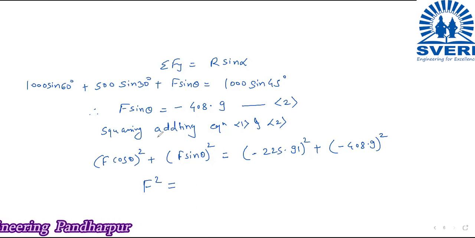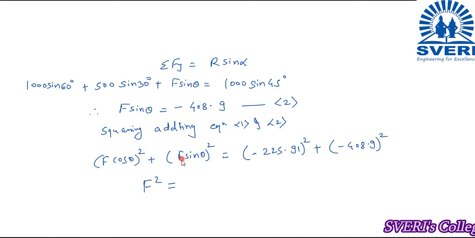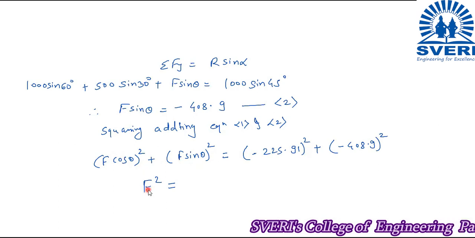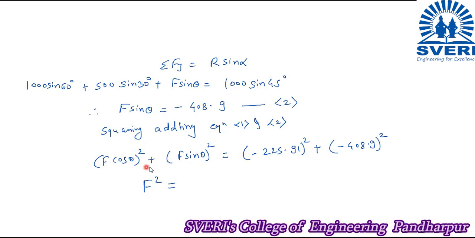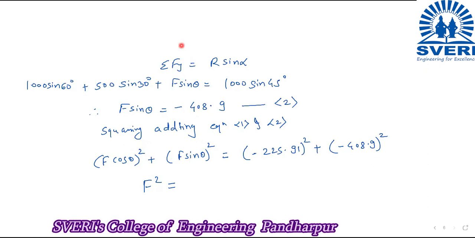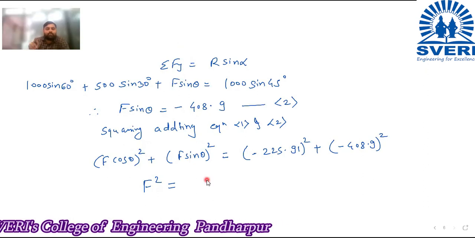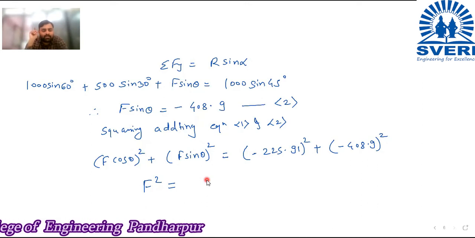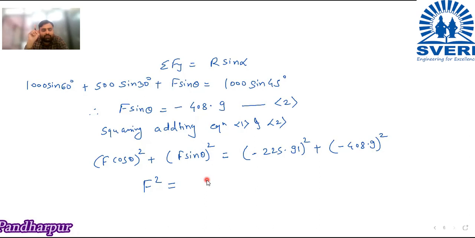It is understood now. Here if you do the squaring, then it will be f square cos square theta plus f square sin square theta. So if I take f square common, in the bracket it will remain cos square theta plus sin square theta, and you know that cos square theta plus sin square theta is always equal to 1. So what will remain? F square into 1 will be the term.